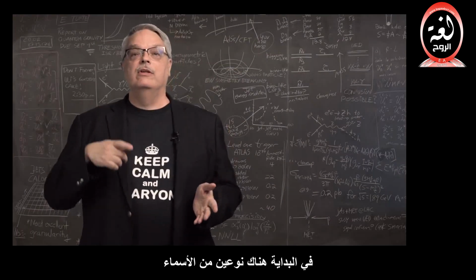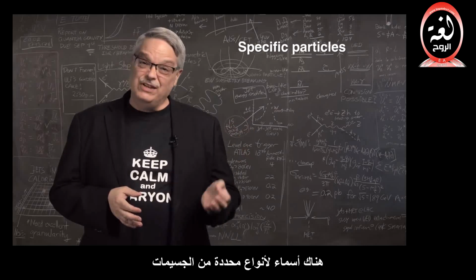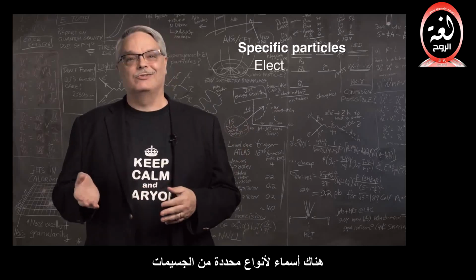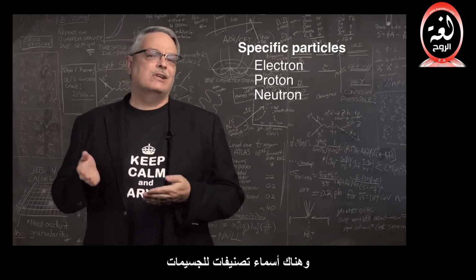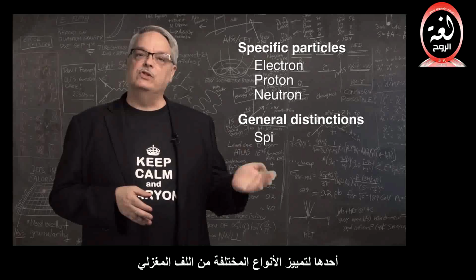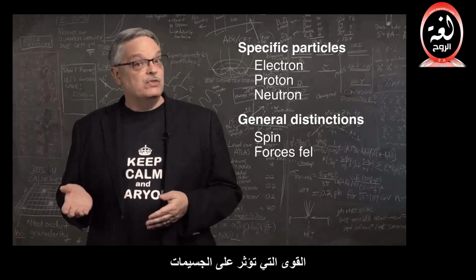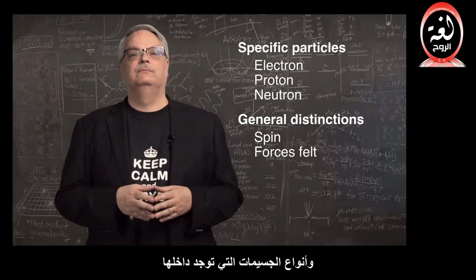To begin with, there are two types of names. There are the names that are specific types of particles, like the electron, proton, or neutron. Then there are the names which are the classes of particles, ones that distinguish between different kinds of spins, the forces the particles feel, and the kinds and types of particles found inside them.